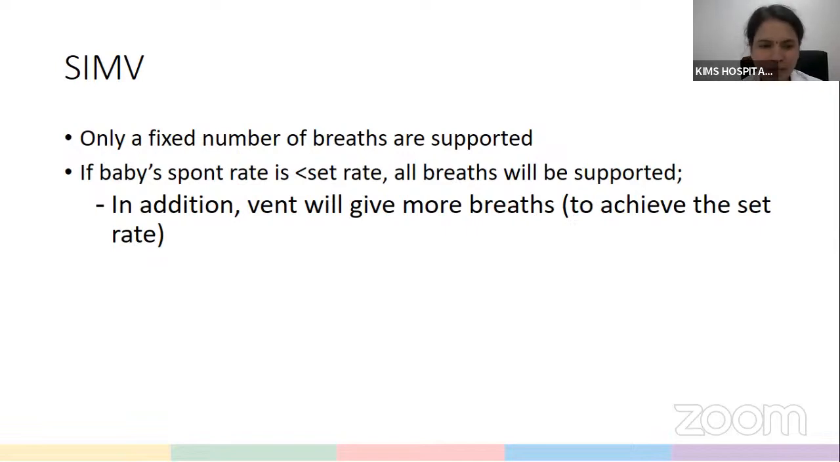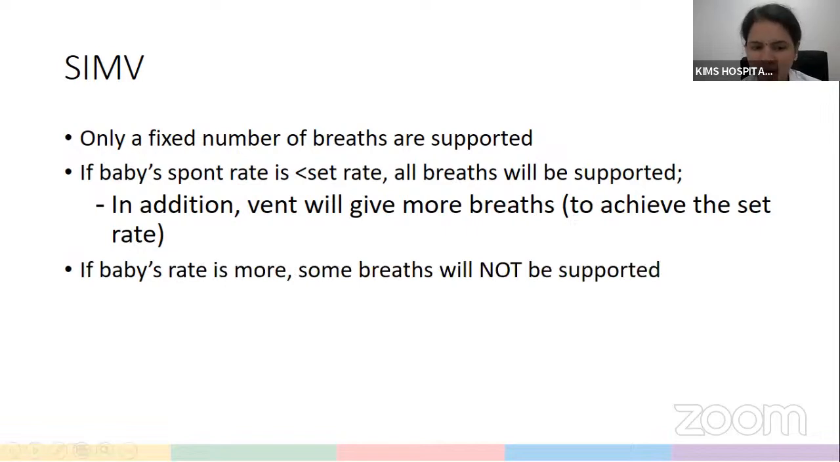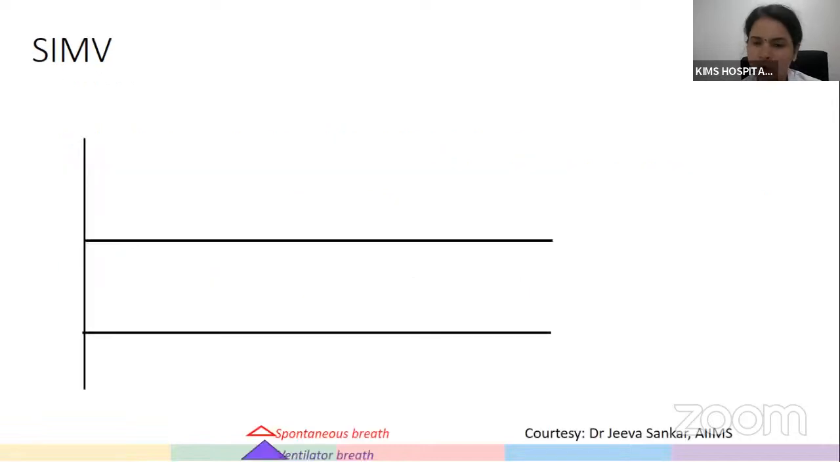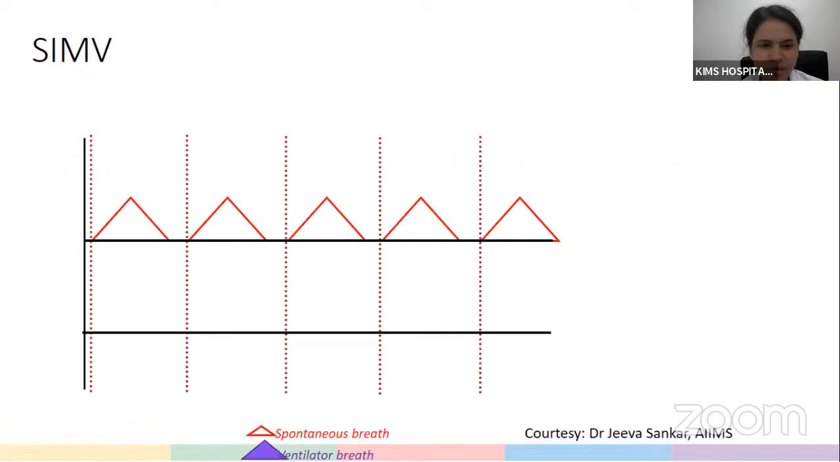And if the baby is breathing faster than the set rate of the ventilator, say for example, if the set rate of SIMV is 40 breaths per minute and the baby is breathing at the rate of 60 breaths per minute, the ventilator will support 40 of the 60 breaths of the baby, and some breaths, say 20 breaths, will not be supported. So let us look at this figure again.